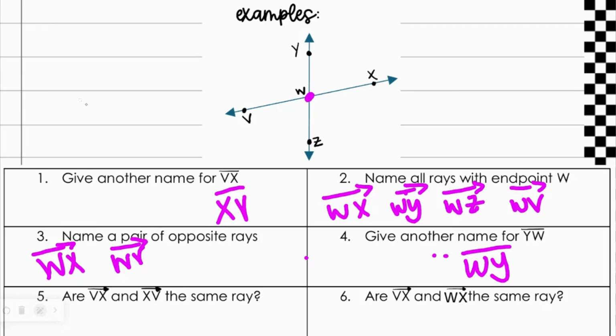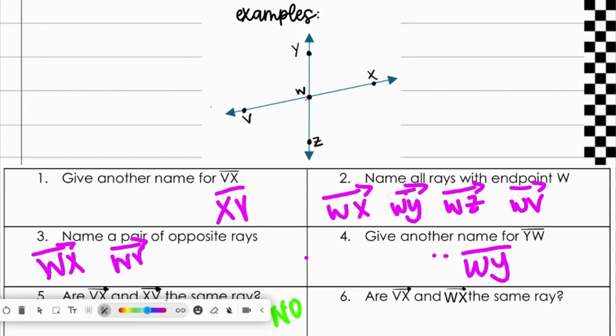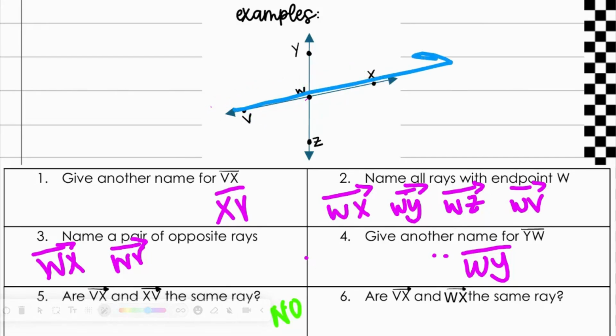And then 5 and 6 are a little tricky. It wants to know, in number 5, are Vx and Xv the same ray? I know there's this overlap of the rays right here. However, they are not going in the same direction. So these are not going to be the same rays. Lastly, it wants to know, are Vx and Wx the same ray? So even though they don't start at the same point, they are going in the same direction. And so this question is yes, they are the same ray.